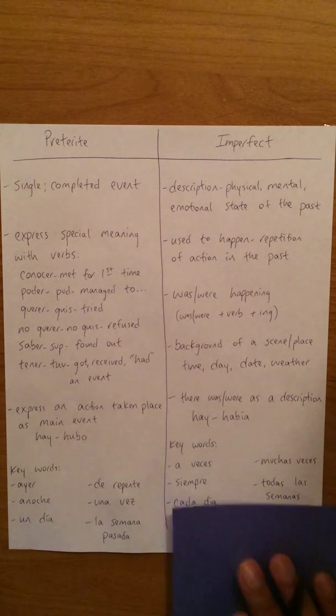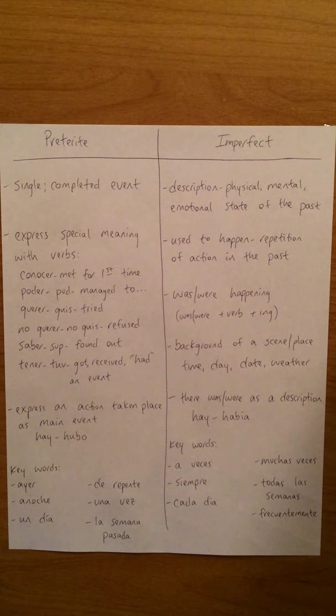And then here are just some key words that trigger the imperfect. We have siempre, meaning always. We have muchas veces, meaning many times. All those are going to be triggers for the imperfect use.